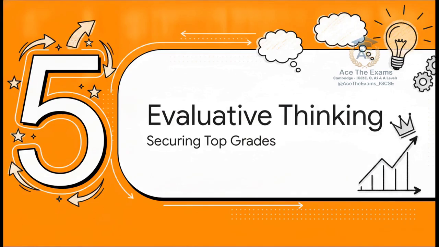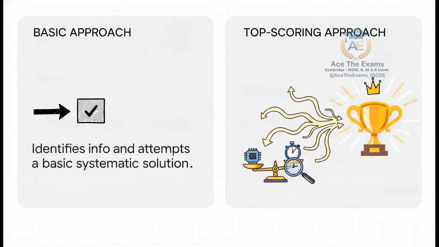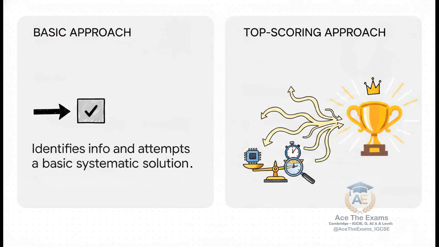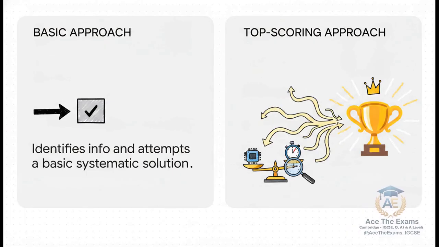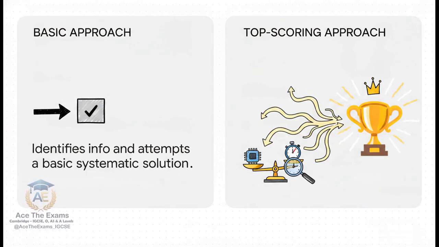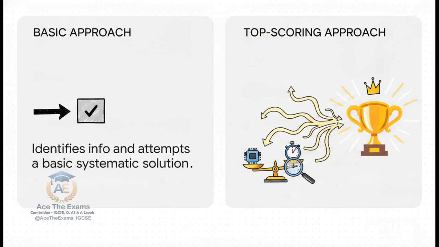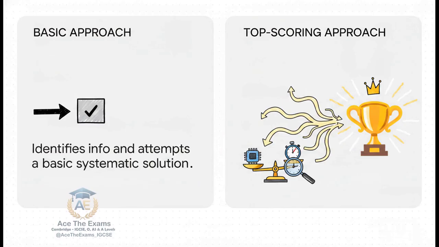Section 5, Evaluative Thinking, for those aiming for the very highest grade boundaries. Let's do a cheat sheet recap by comparing these 2 approaches. Think of Alex and Sam's standard answers on the left. They identify the info, they attempt a basic systematic solution, and they stop. It's okay, but it's not great. Now look at the top scoring answer. This is the John Wick approach. You consider multiple solutions. You analyze the trade-offs, like processing speed versus memory usage. You acknowledge the limitations of your own code, and you justify every single architectural decision with hard evidence. That is how you dominate the mark scheme.